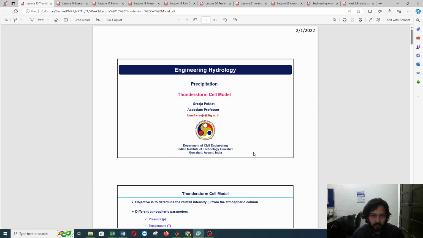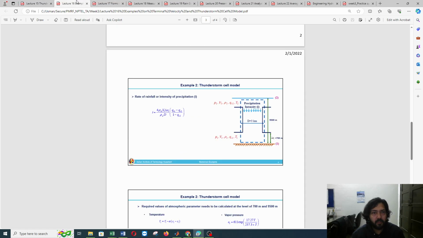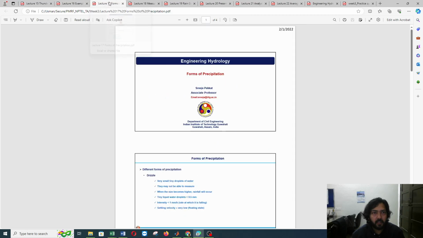The first thing that we'll be covering in today's session is the thunderstorm cell model. So what is the thunderstorm cell model? We'll learn that, and we'll use a derivation for that. Then we'll look into some problems based on the thunderstorm cell model. Then we'll discuss what the different forms of precipitation are.